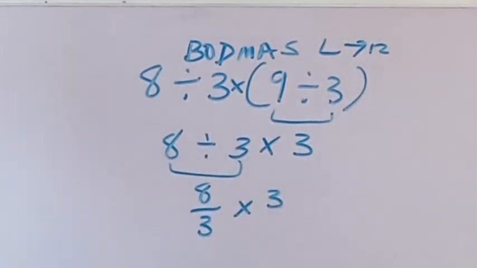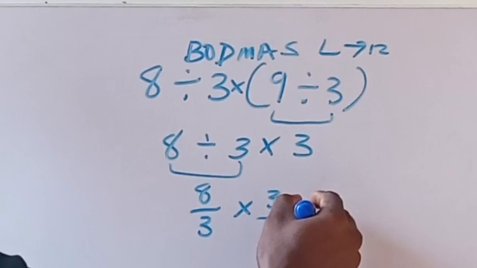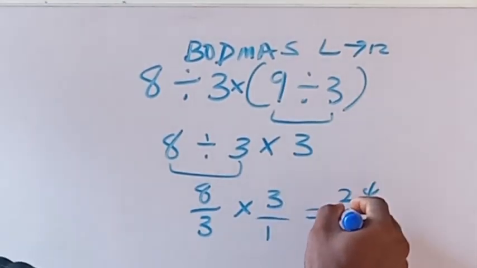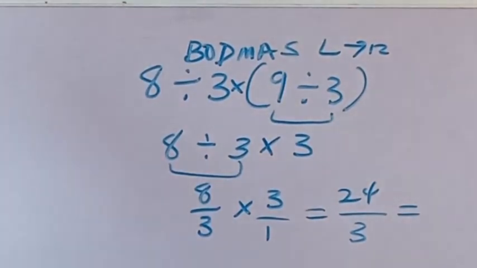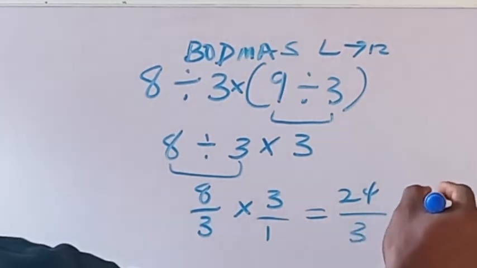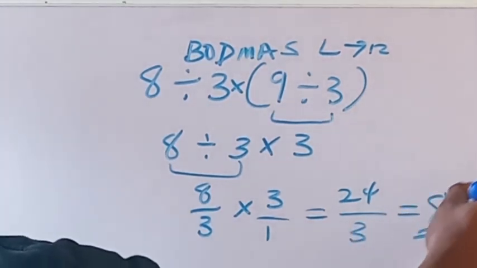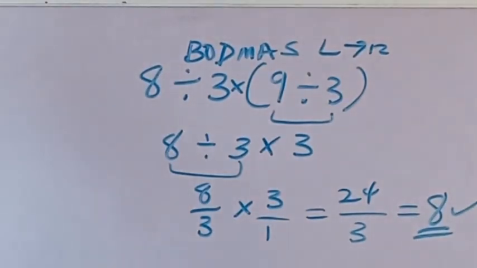Now, 8, we can put here over 1 to make it easier for us to solve. 8 times 3 will give us what? 24 over 3 times 1, 3. Right? So now we have 24 over 3. Now 24 divided by 3 will give us what? 8. And this is the final answer. So the correct answer to this question is 8.